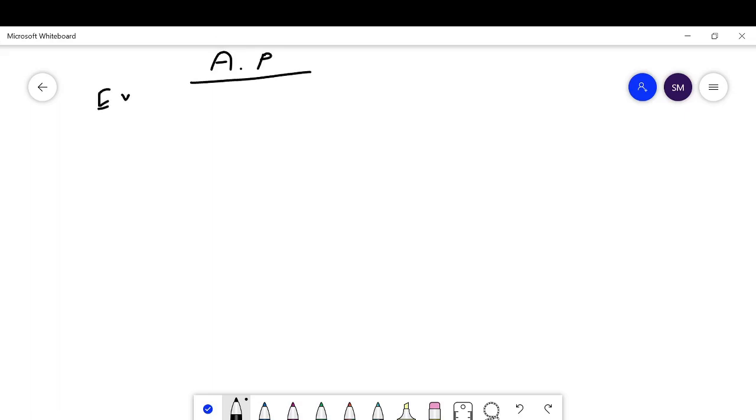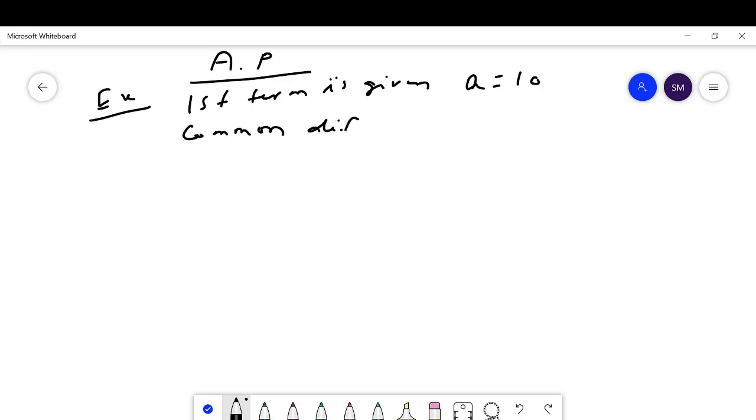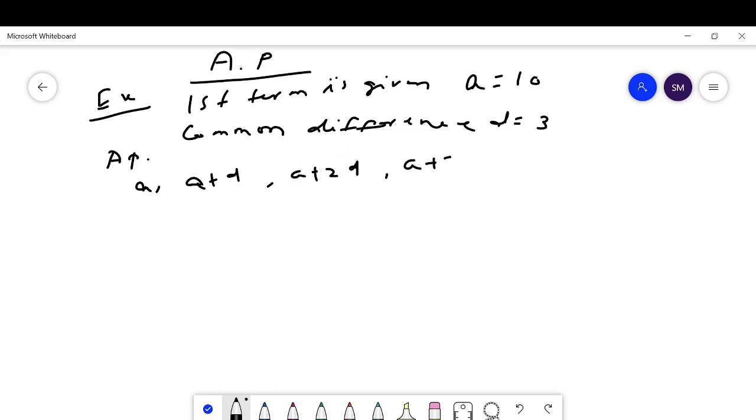In an arithmetic progression, if the first term A is given as 10 and the common difference D is equal to 3, we have to write the arithmetic progression. You know the arithmetic progression is A, A plus D, A plus 2D, A plus 3D. In this way we can write this.